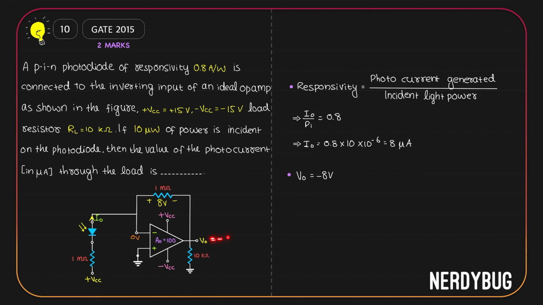Since VO is minus 8 volt, we can easily find the current that will flow through the 10 kilo ohm, which is our load resistor. Because the load resistor has minus 8 volt here and 0 volt here, current will flow in this direction and the value of the current will be 0 minus minus 8 divided by 10 kilo ohm. IL will be 8 divided by 10k, or 800 microampere, and the direction is upwards.